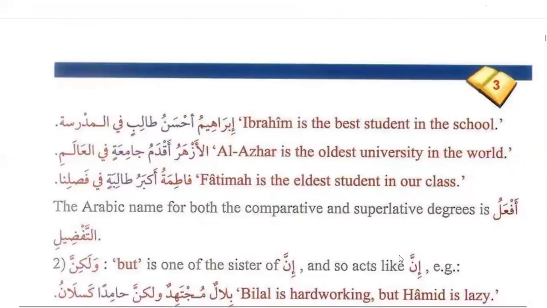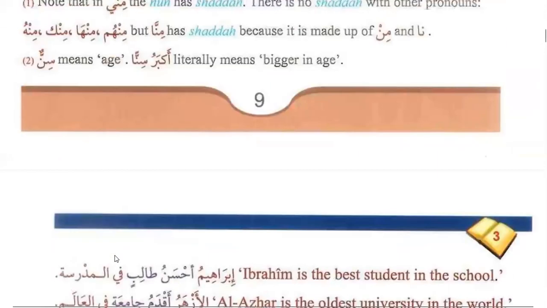So the word for comparative and superlative degree is afalut tafdil. It is also called ismut tafdil.